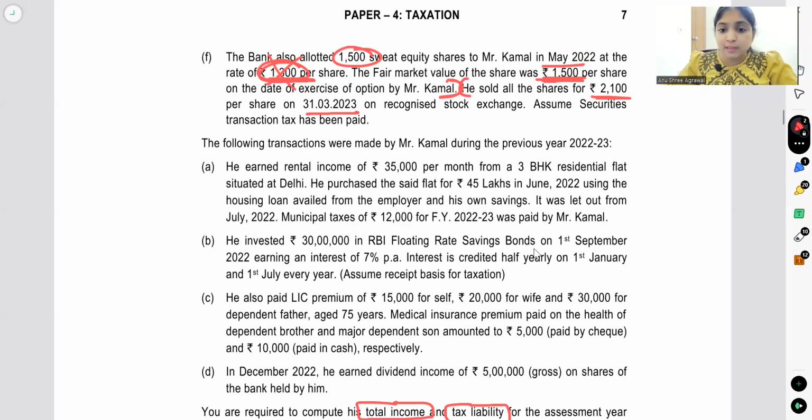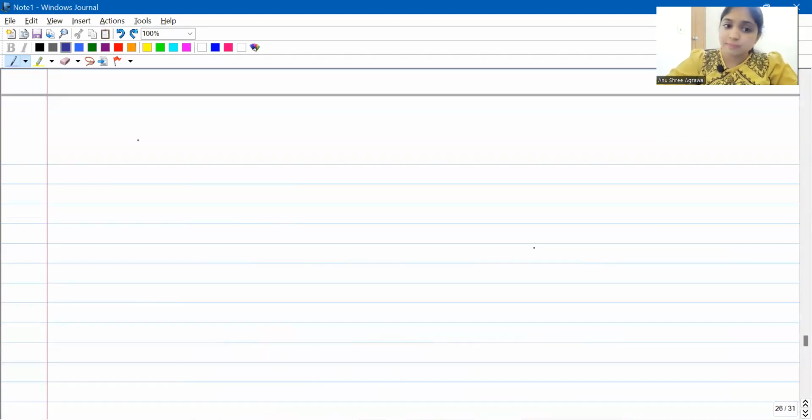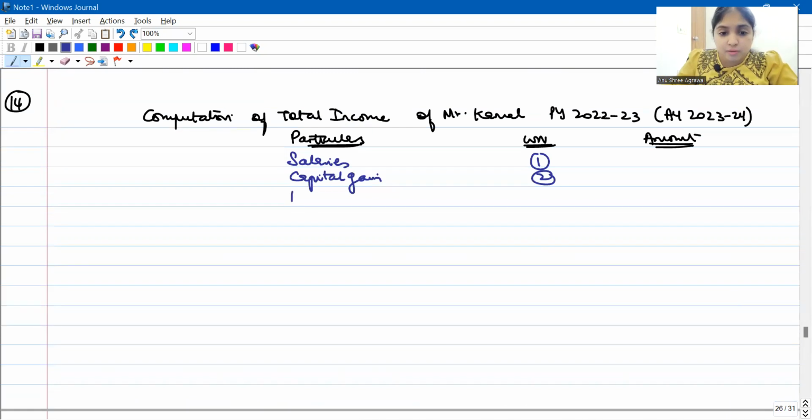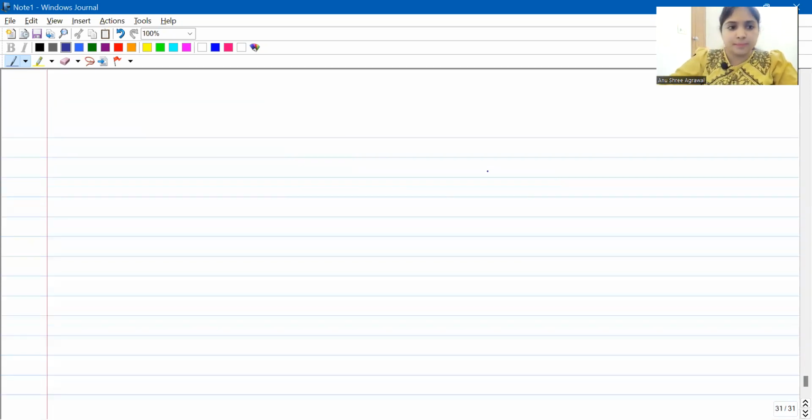Municipal taxes of 12,000 were paid by Mr. Kamal. Guys, he's having rental income. So which head of income will I talk about now? IFHP. So come to your main answer. Write down income from house property. Give reference to working note number 3. After your second working note, open the third working note with the heading IFHP.